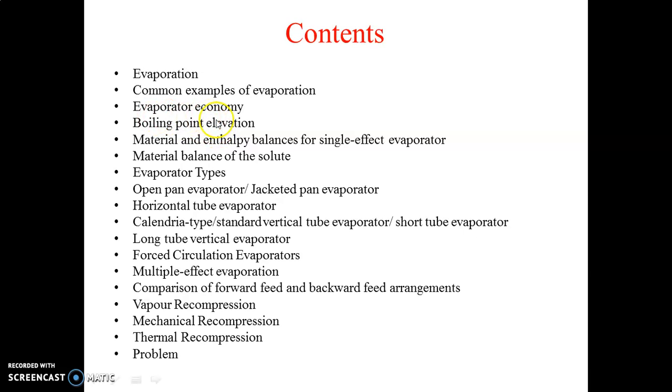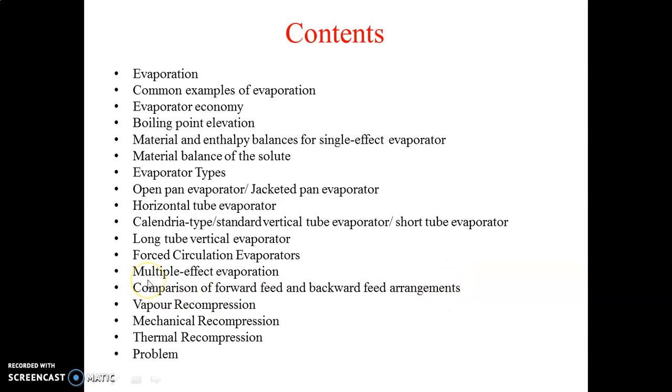Then there are some definitions like evaporator economy and boiling point elevation. After that, we will discuss material and enthalpy balance, that means heat balance for a single effect evaporator. Then material balance for the solute. Then evaporator types. There are different types of evaporator like open pan, horizontal tube, standard vertical tube, long tube, and forced circulation.